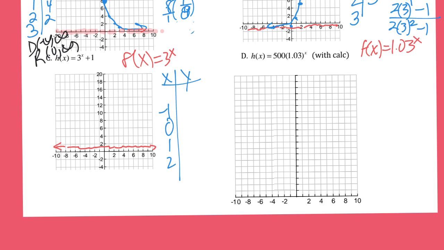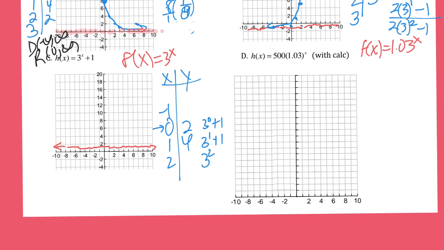And so we're going to plug in, let's start with 0 because it's not moved left or right. So let's do 3 to the 0 and then add 1. Well, that's 1 plus 1, that's 2. Okay, 3 to the 0 is not 0, it's 1. So 1 plus 1 is 2. And then if we plug in 1, we do 3 to the 1st, which is 3, and then add 1, you get 4.